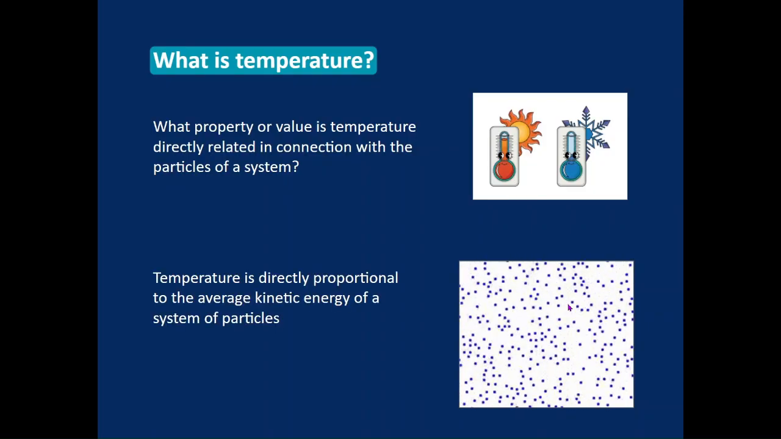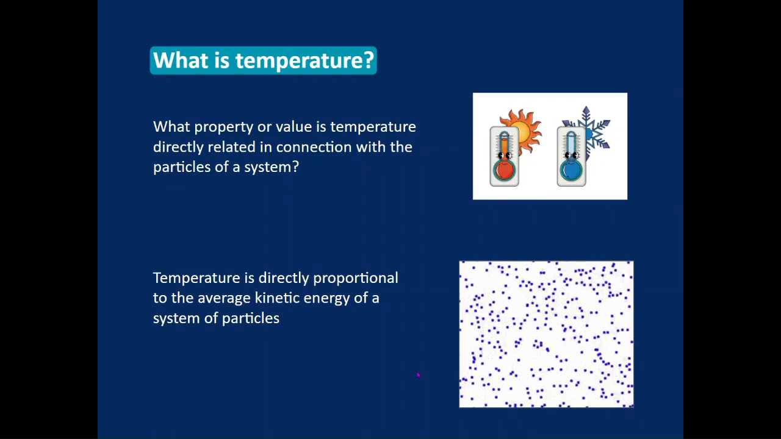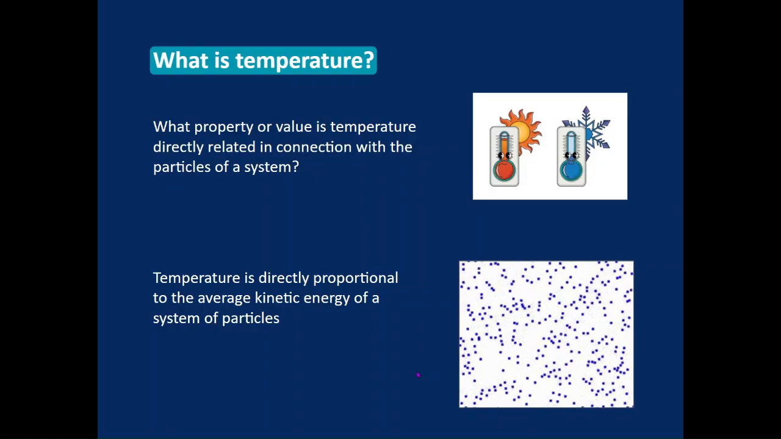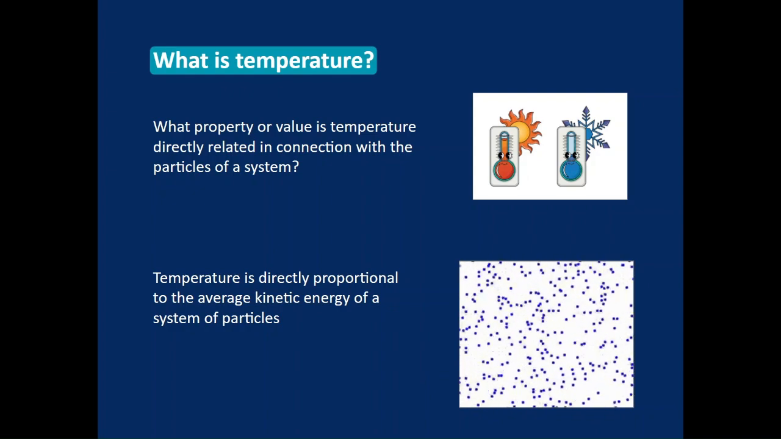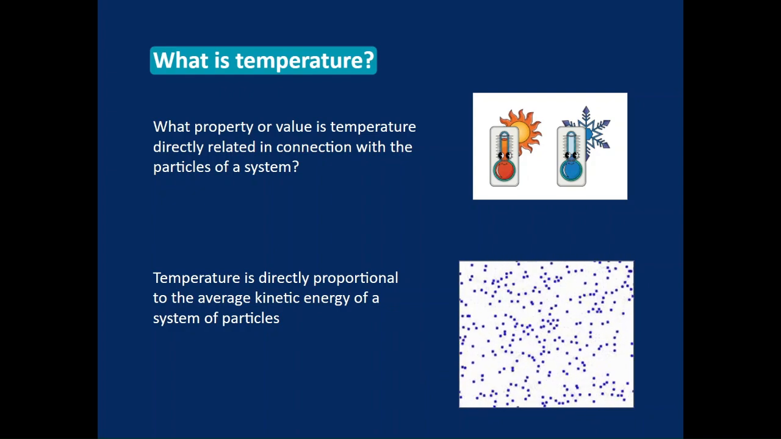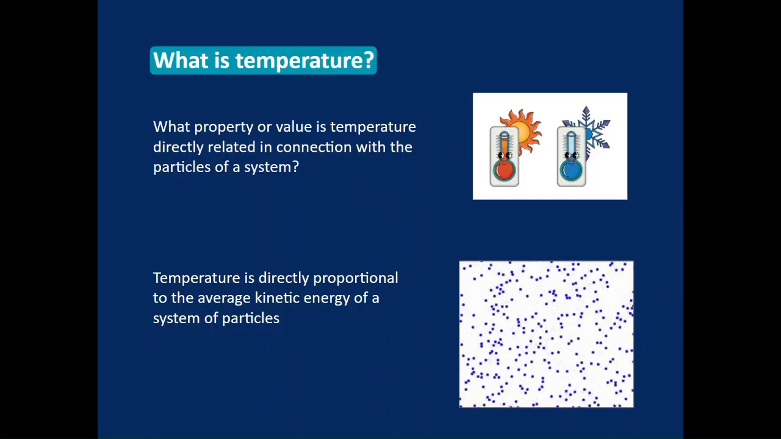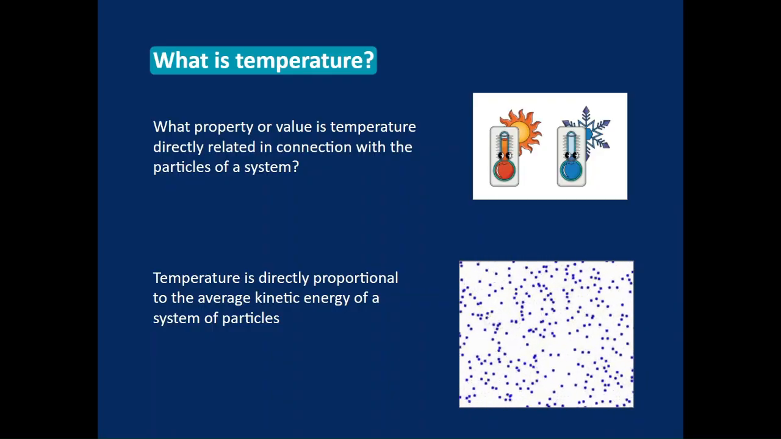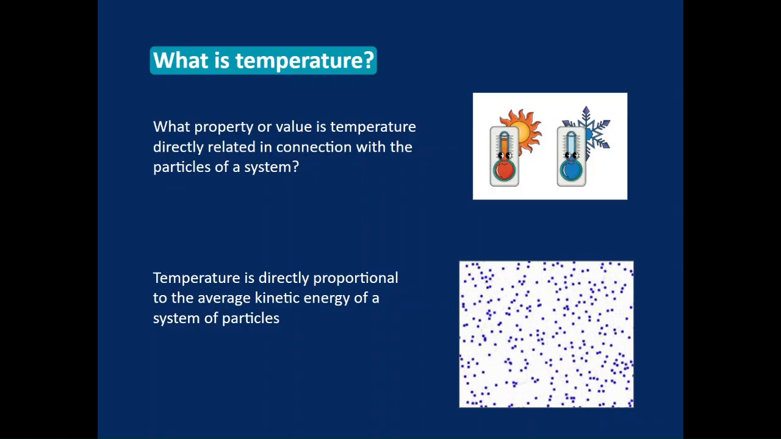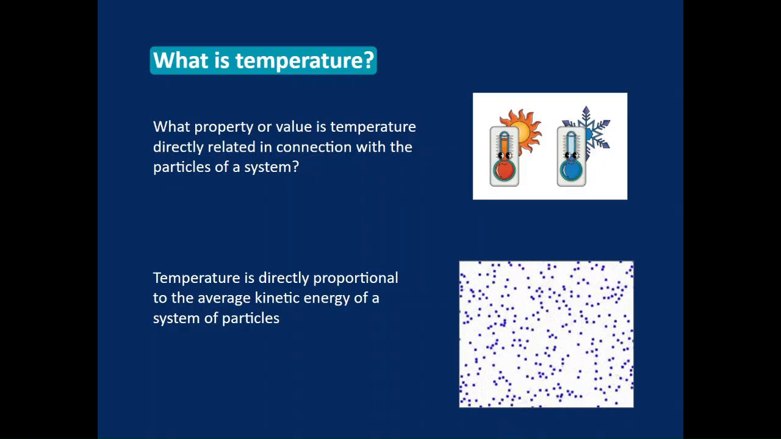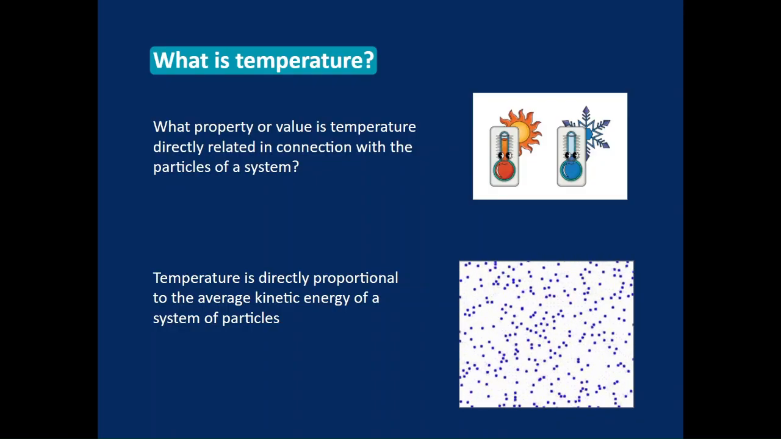And so temperature is directly proportional to the average kinetic energy of a system of particles. That basically means that temperature is a measurement of the motion of all the particles in the thing you're looking at, right? So if that's the air, if that's a gas, we are measuring the average amount of motion energy of all of the particles in the gas.